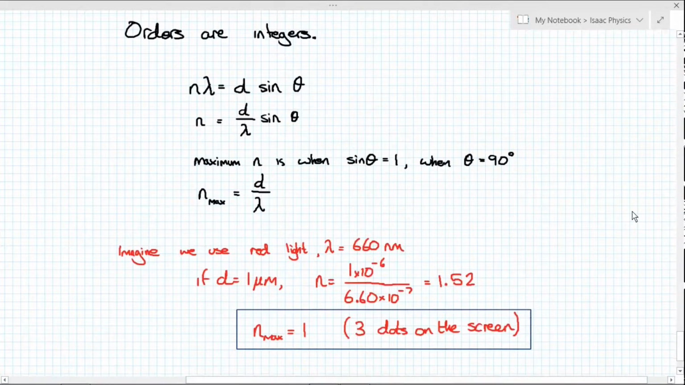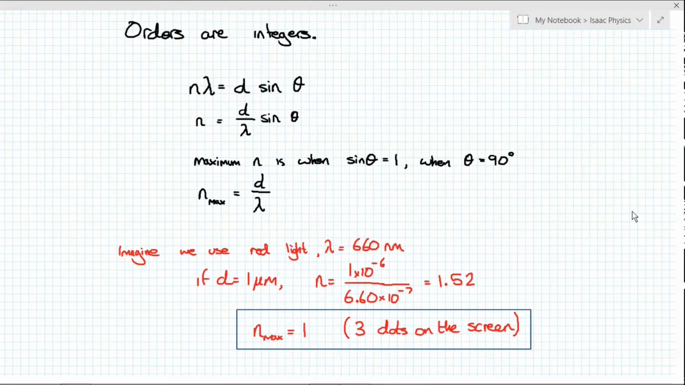The last important point is that orders are always integers. So our equation n lambda equals d sine theta, when rearranged so n is the subject, n must be an integer. So if we're asked, for example, to find the maximum order, or maybe we're asked to find the number of dots you'd see on a screen in a particular situation, then we need to know what the maximum order would be. The maximum order will happen when the angle between the straight through beam and that maximum order is 90 degrees. So if we set theta at 90 degrees, sine theta is 1, and our equation just becomes d over lambda, the slit separation divided by the wavelength.